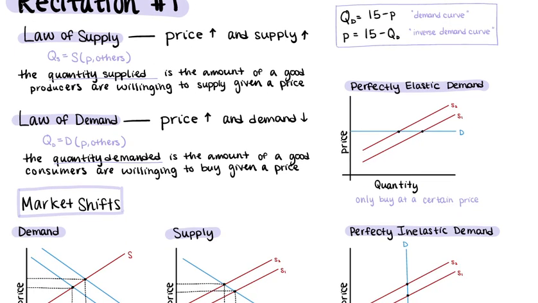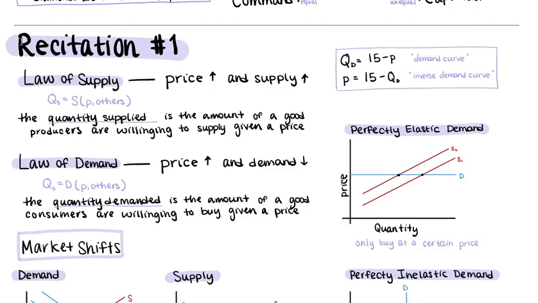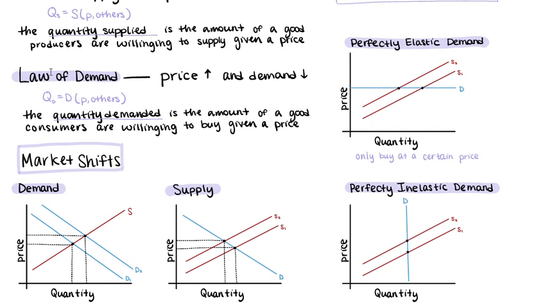Okay, so today's topic is demand. Here's a quick review. That is the law of supply, very intuitive. The price goes higher, the supply goes higher, and it's the same for demand. If the price is higher, the demand will be lower because consumers want to pay less.